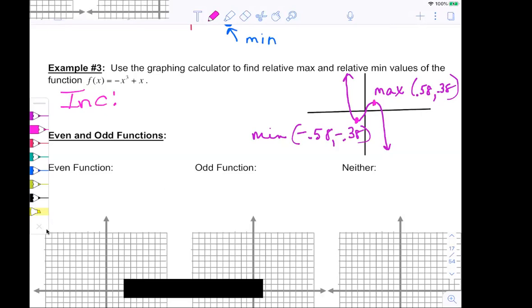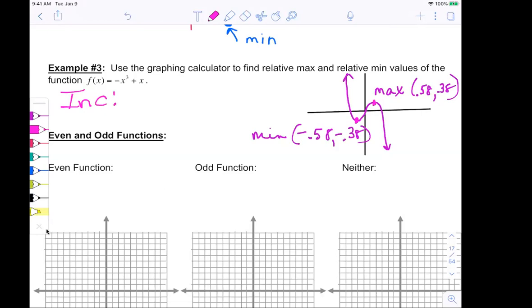Darby, do you think you can give me the interval that would be increasing in my function? Would it be, would you do the minimum point, which would be negative 0.58 to positive infinity? So it's going to go from negative 0.58, but then it's going to stop at the maximum point. So what's the x value? So then it would just be 0.58. Exactly.